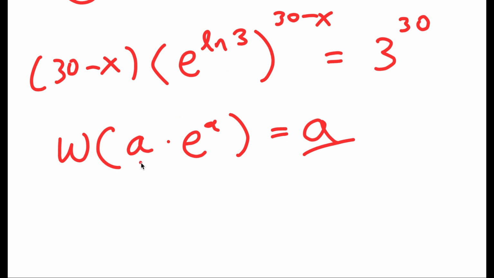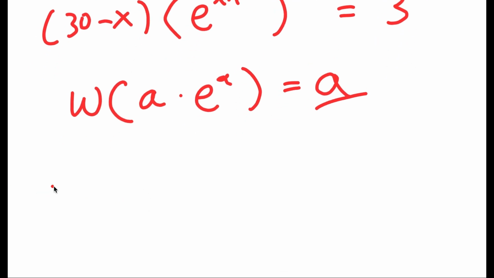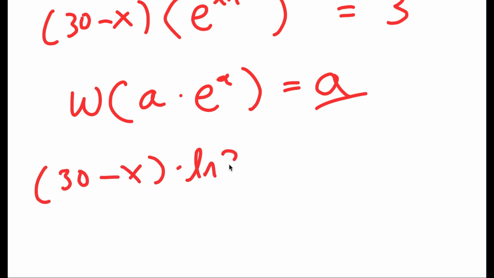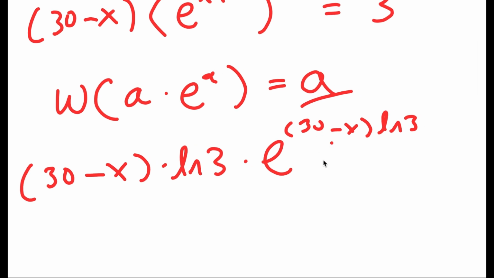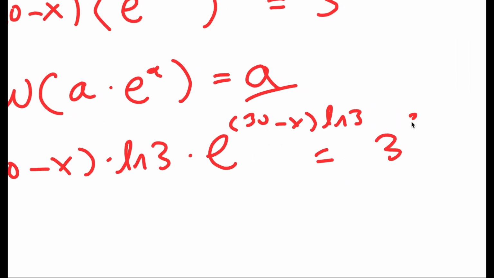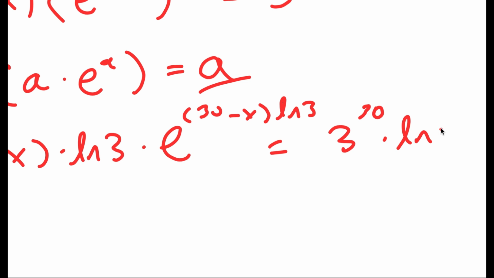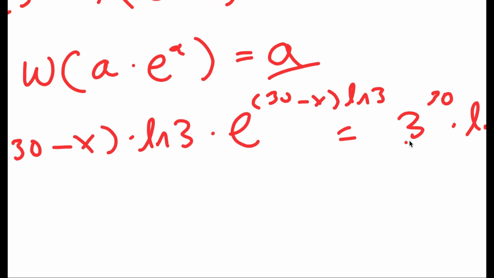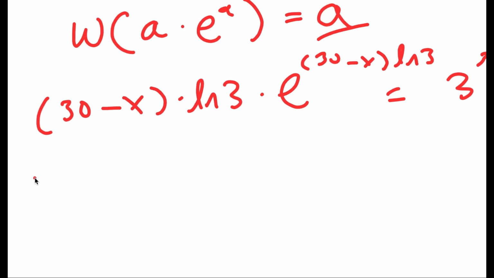So what I'm going to do is multiply both sides by ln of 3. So I get 30 minus x times ln of 3 times e to the power of 30 minus x times ln of 3 is equal to 3 to the power of 30 times ln of 3. And now I can take the W Lambert function on both sides.